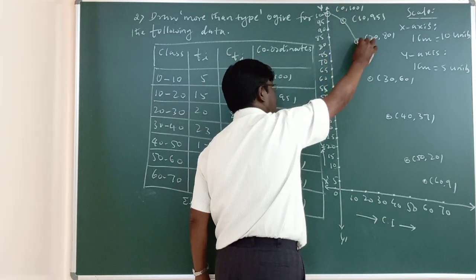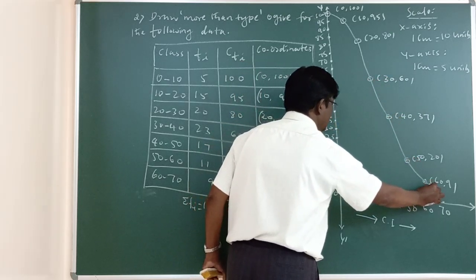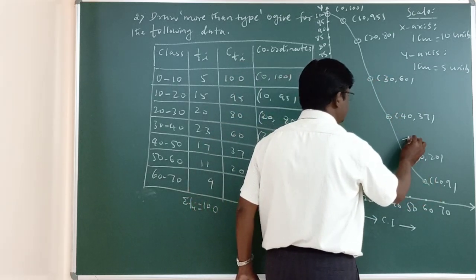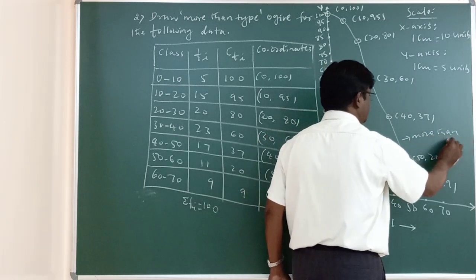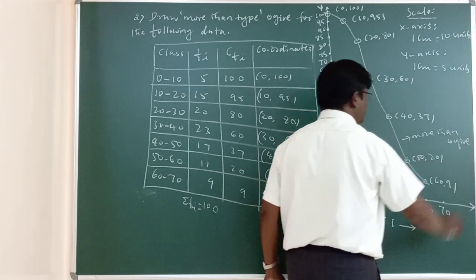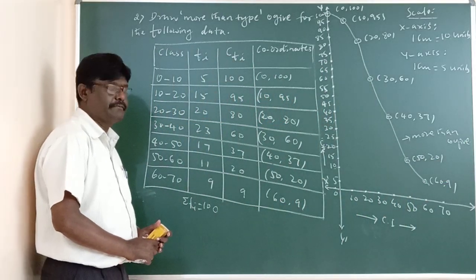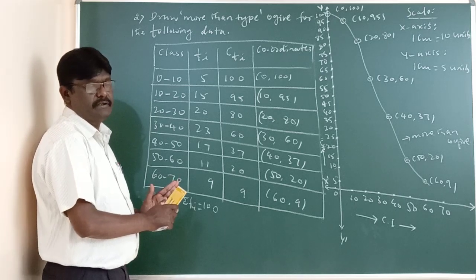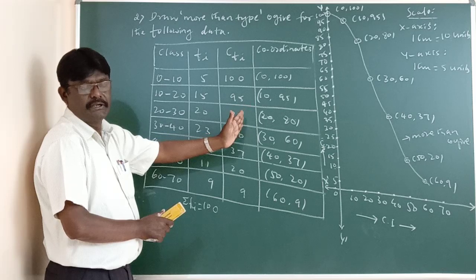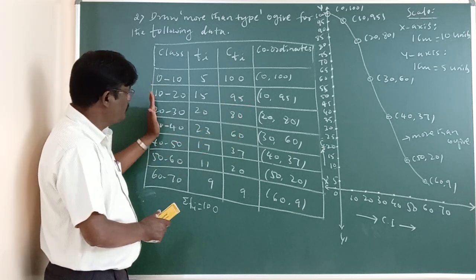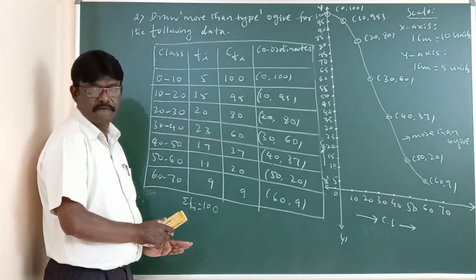Now we join the points and you will get a smooth curve. This is what we called the more than OGIVE with respect to the given data. Hence, children, in the case of less than, we have to take the upper limit and cumulative frequency. In the case of more than, the lower limit and cumulative frequency, by giving a suitable scale.